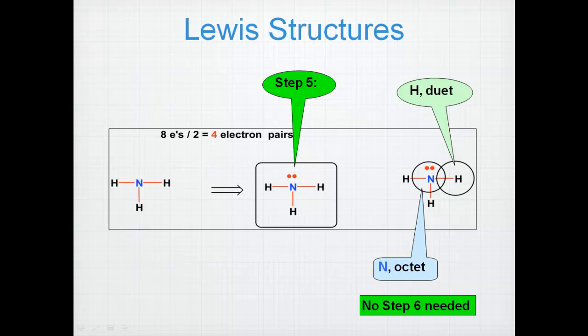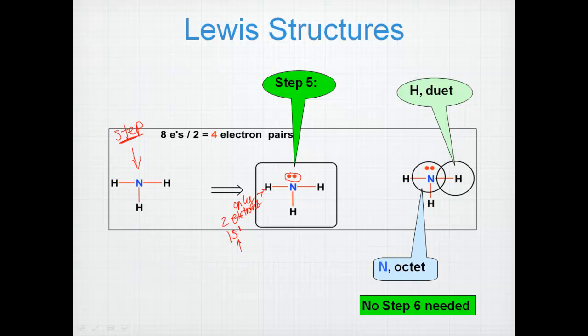We'll go back to our ammonia example now to finish out steps 5 and 6. On step 5, it says to place any leftover paired electrons on the central atom. Hydrogens can only have 2 electrons, because their electron configuration is 1s1, and s orbitals can only hold a maximum of 2, so they are already filled. Nitrogen needs the last 2.